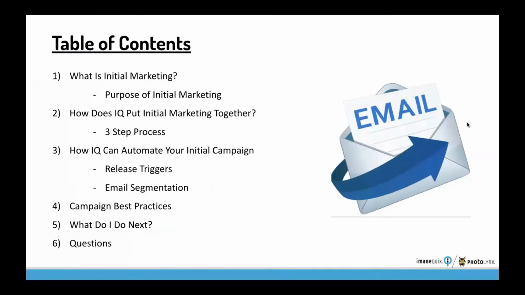So just kind of a brief look at what we're going to talk about today. We're going to start with what is initial marketing and just dive a little deeper on that. We're going to move into how IQ puts your initial marketing together, which is a 3-step process. Then we're going to move down to how IQ can automate your initial campaign. This slide is super important in making your life significantly easier. Then we're going to move into campaign best practices and what you do next to get the ball rolling. At the end, we will have a short Q&A.